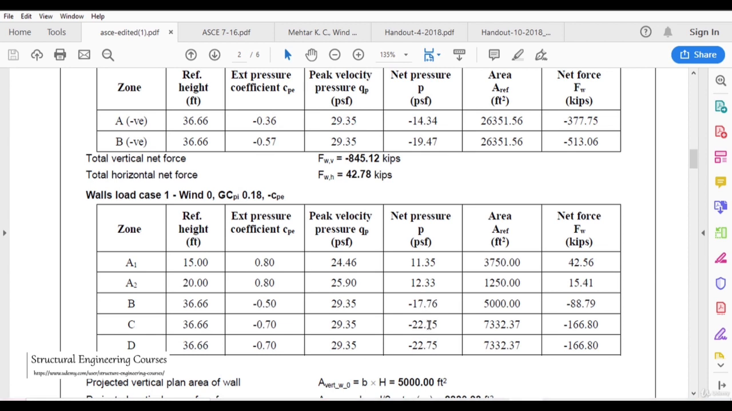In our model we have not modeled the side walls, so we cannot apply these loadings, but we can model a separate portal for the side walls, and on those portals we can apply these loadings. So coming back to this example here, we need to apply 11.35 up to 15 and 12.33 up to 20.